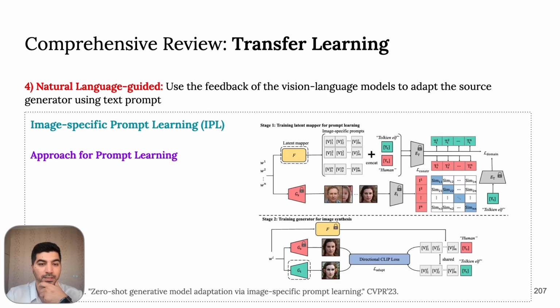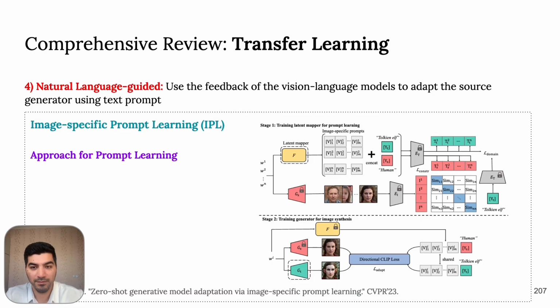And how do they do this? They basically learn these tokens for each image. So here, using latent codes, we pass these latent codes to generate images with each of these latent codes. Then the same latent codes are passed through a latent mapper. And the latent mapper is supposed to generate image-specific prompts.